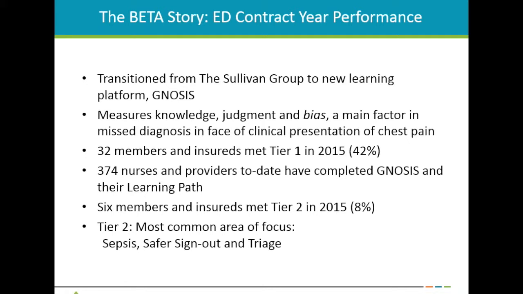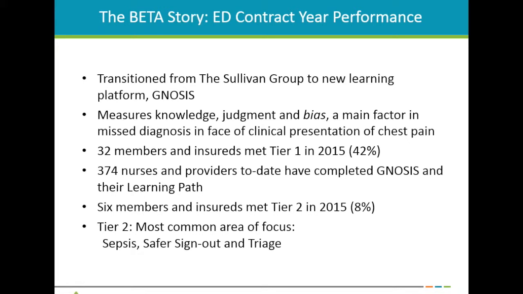Of course, last year in 2015, we had 32 member and insured organizations meet that tier 1 category, which is about 42% of our organizations. At the end of 2015, we had about 374 nurses and providers that have completed the GNOSIS pathway. I think we are actually expanding beyond that now as we're heading into our next policy year. And then we had 6 member organizations that met the tier 2 criteria.